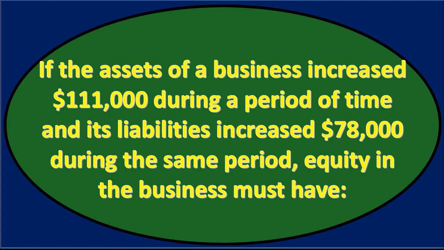Next question. If the assets of a business increased $111,000 during a period of time and its liabilities increased by $78,000 during the same period, equity in the business must have. This is going to be an accounting equation problem. It's a little bit tricky because we're talking about the timing rather than just a point in time.